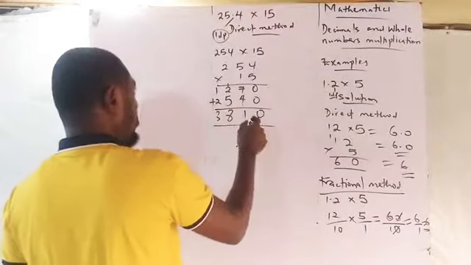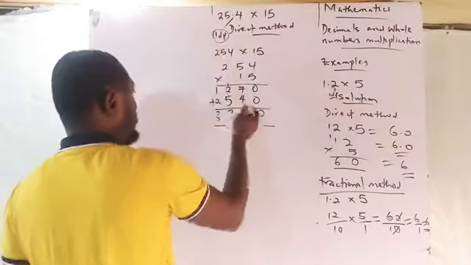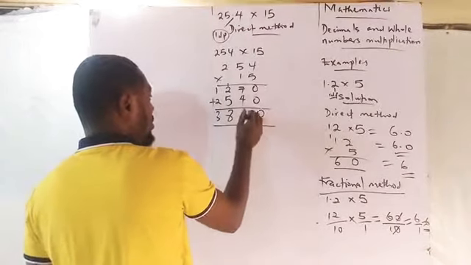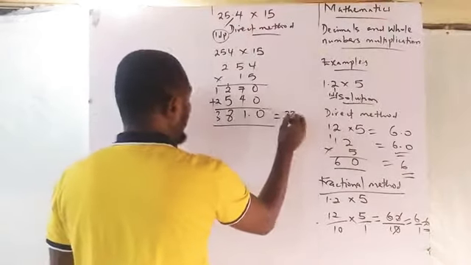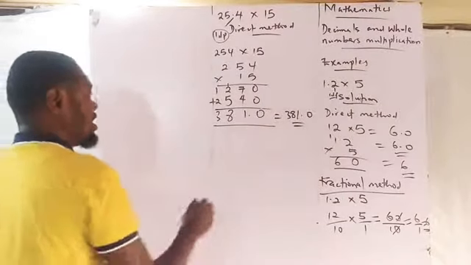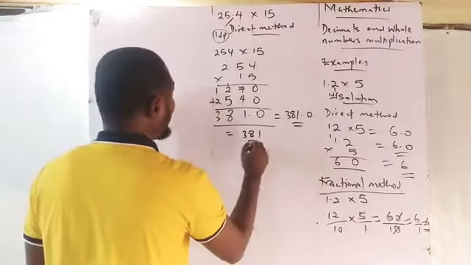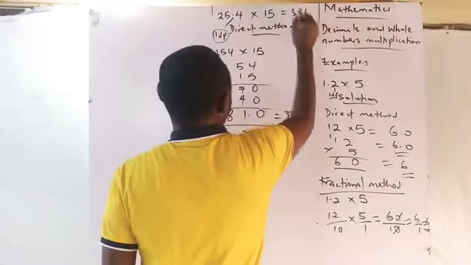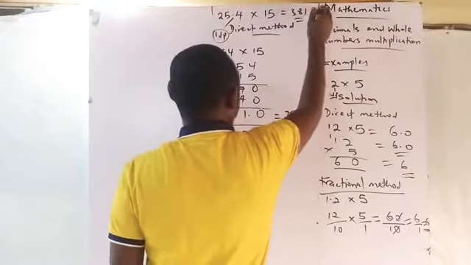Now, what we dealt with was just a one decimal place number. So count one number from the unit, 1, then put a point. So your answer is 381.0, which is the same as 381 alone. So your answer is 381. If you want to put 0.0, no problem.